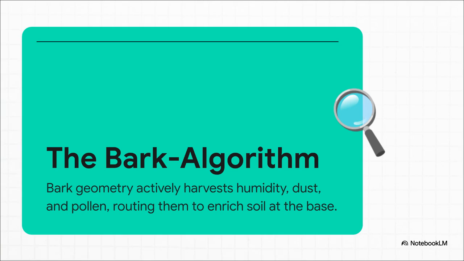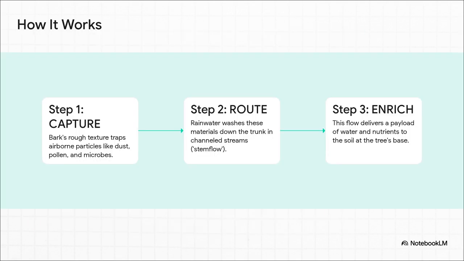So what is it? At its heart, the bark algorithm is a system where geometry creates function. In plain English, the specific shape and texture of a tree's bark, all those ridges, all those cracks, that roughness, it isn't random. It's basically a micro-infrastructure, perfectly designed to capture valuable stuff from the air and deliver it exactly where the tree needs it most, its own roots. This whole algorithm works in 3 simple steps.